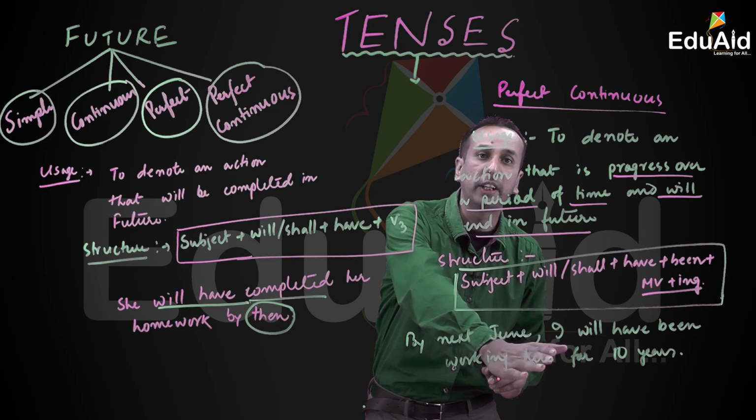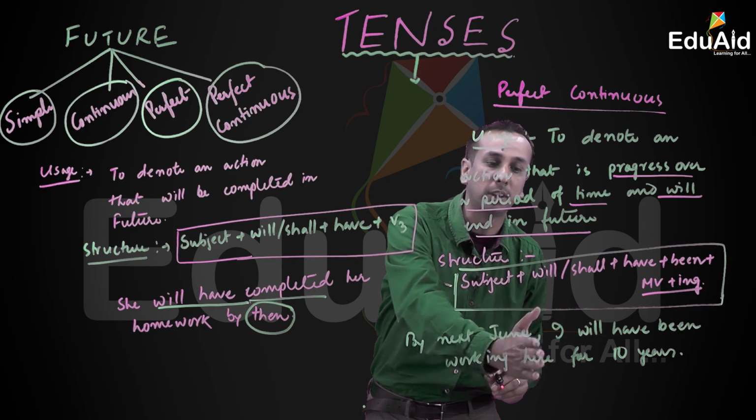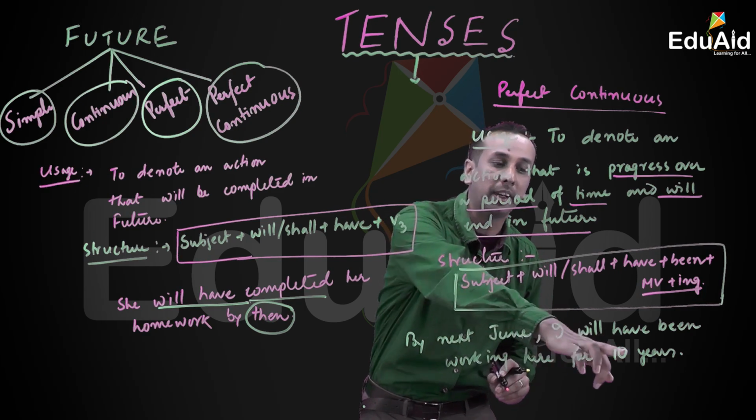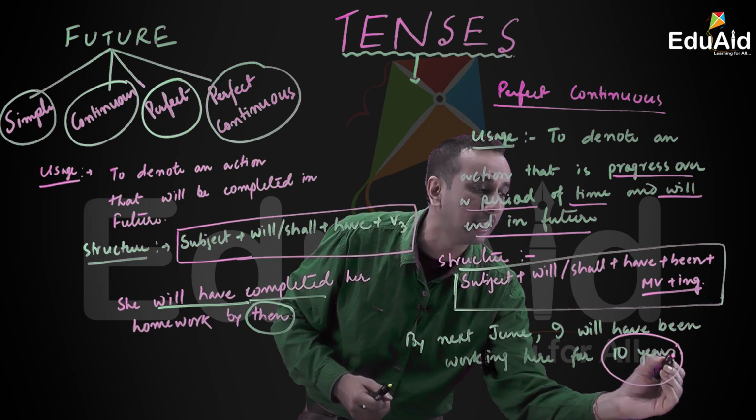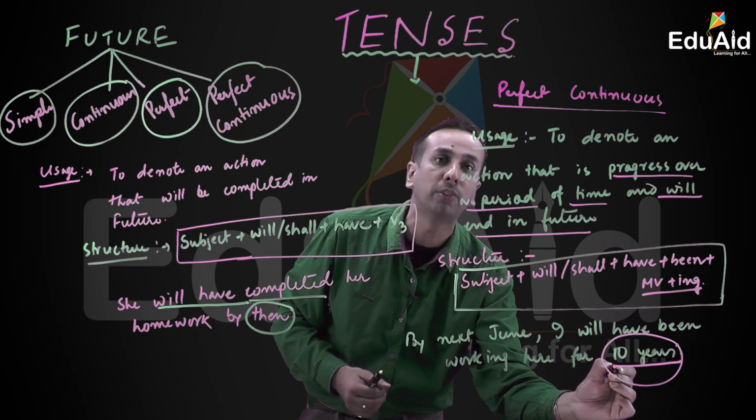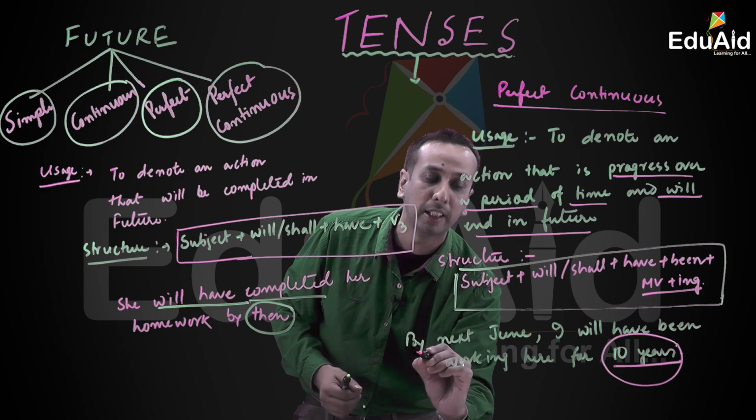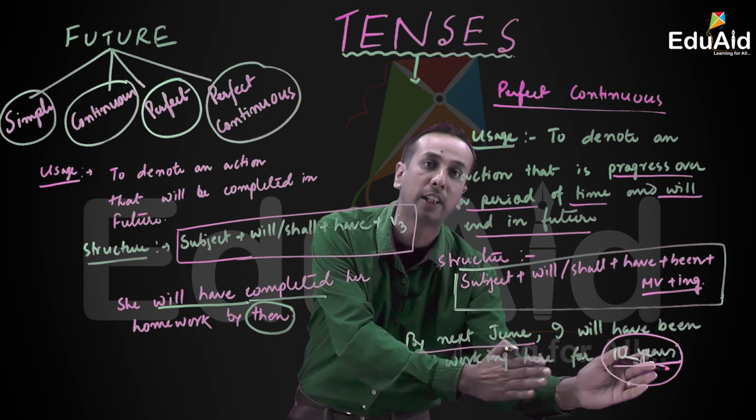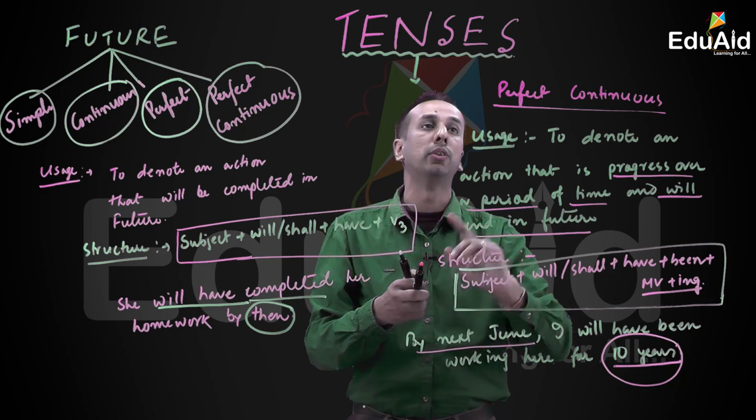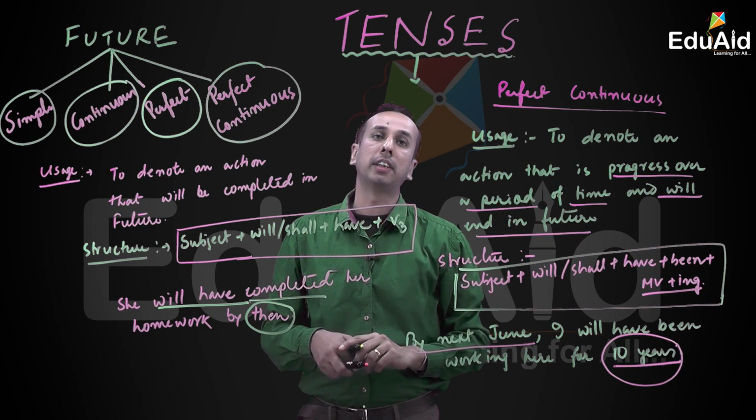This work over 10 years is not yet finished now; it will be complete by next June. But the action that says he will be working here for 10 years will only complete in next June. Not yet completed. It will end only in next June. That is why we use future perfect continuous tense to express this.